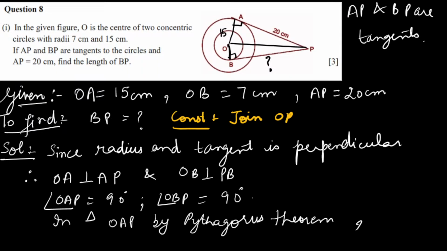So here the hypotenuse is OP, the side which is opposite to the right angle. So OP is the hypotenuse. Sometimes students get confused and consider AP as the hypotenuse. Many times they make this mistake, so you have to avoid this. Always the side which is opposite to the right angle is the hypotenuse. So here OP is the hypotenuse.